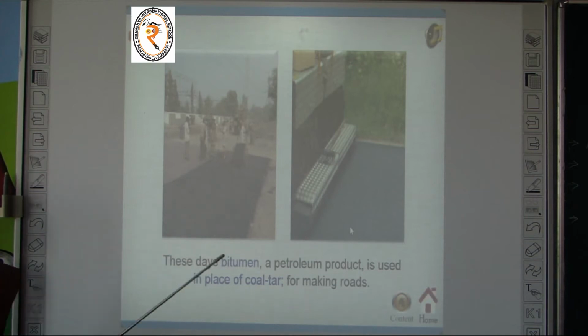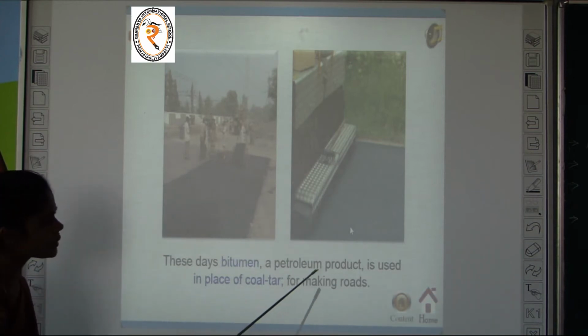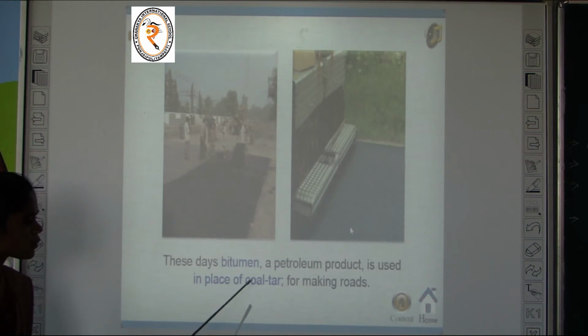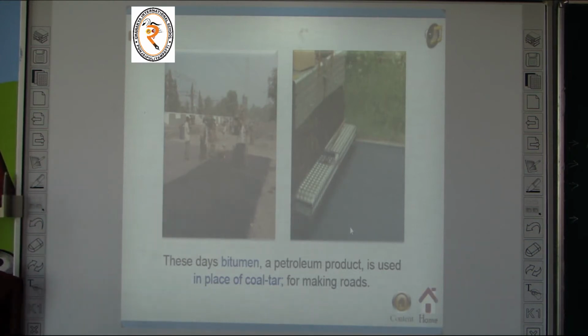these days bitumen, a petroleum product, is used in place of coal tar for making roads. The main use of coal tar is to make roads. But nowadays a chemical compound named bitumen is used for making roads.